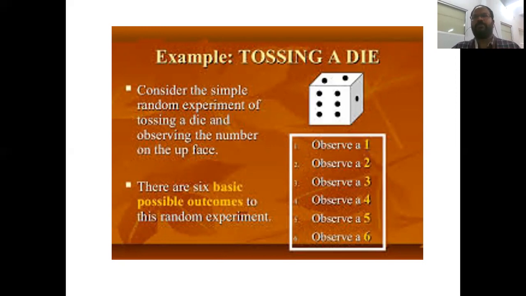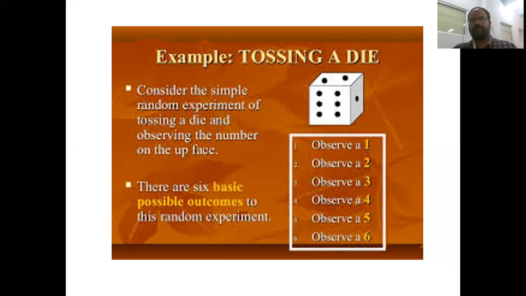Similarly, if I do one more experiment, rolling two dice: the first die has members 1 to 6, and the second one also has members 1 to 6. So how many outcomes will I get? I will get 36 outcomes. That means on the first die it shows 1 and the second die shows 1, then 1, 2, then 1, 3, then 1, 4, and so on. I get 36 outcomes. The sample space consists of 36 outcomes.